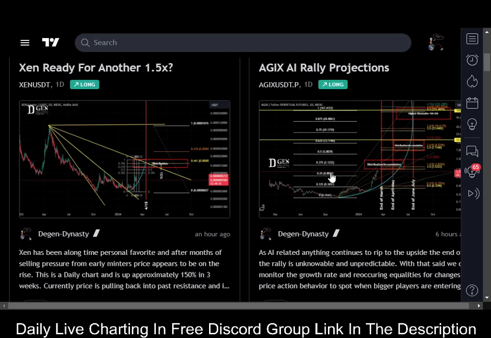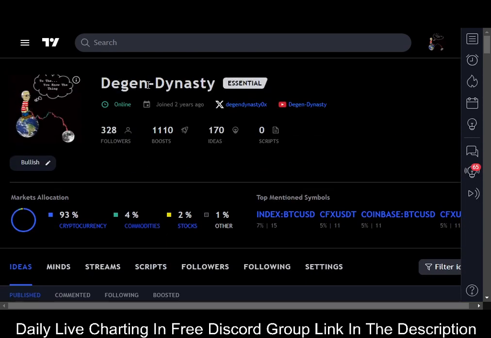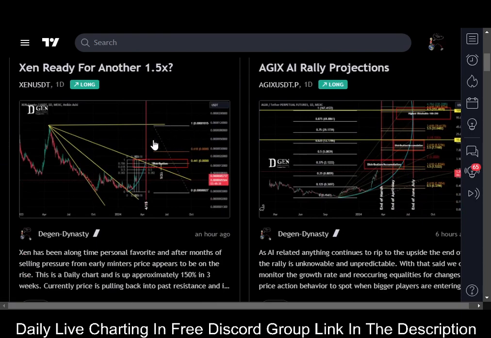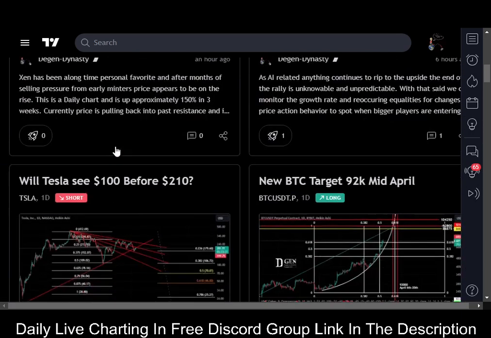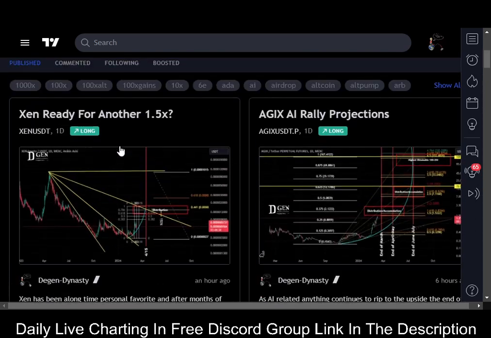I just wanted to hop on and take a look today at the price of XEN and maybe take a quick look at some of our upcoming Bitcoin targets. You can see on our TradingView, Degen-Dynasty, we have several forecasts up based off the current momentum. And let's take a look at some of these.